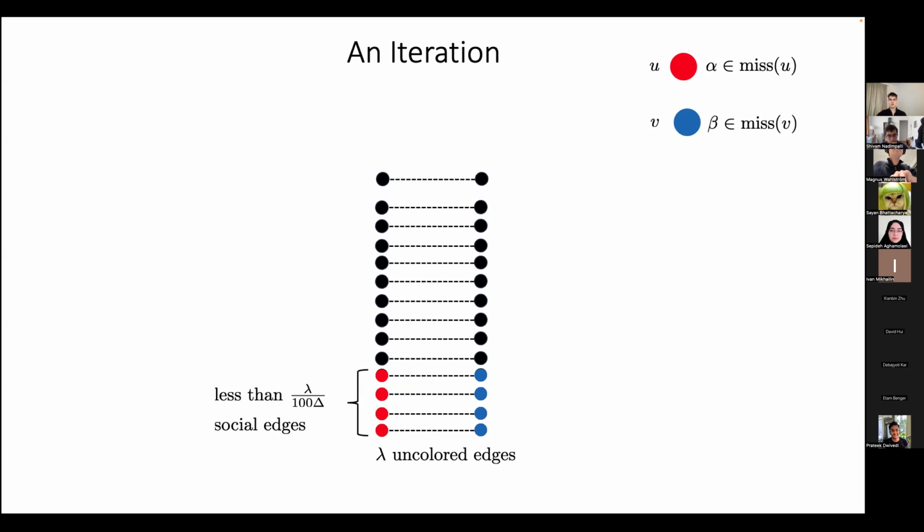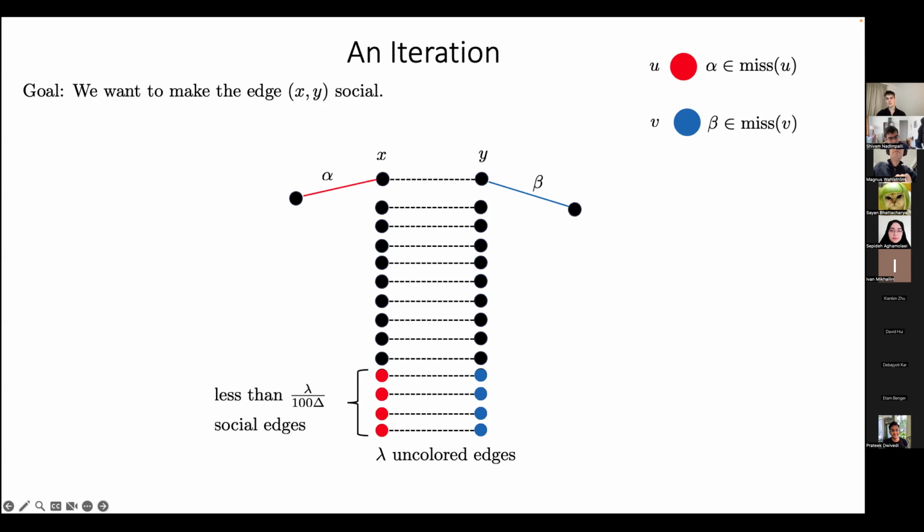Okay. So suppose we identify some uncolored edge xy that isn't social yet, and we want to make this edge social, right? How can we modify the coloring so that red is missing at this endpoint x and blue is missing at this endpoint y? So let's suppose that we're in the bad case where we don't already have this guarantee, right? So we do have some red edge incident on x and some blue edge incident on y.